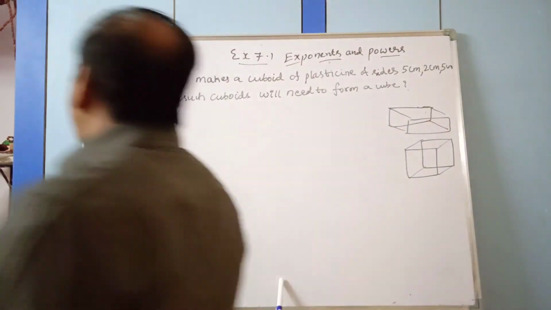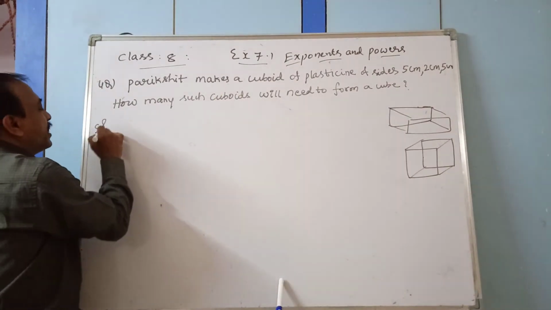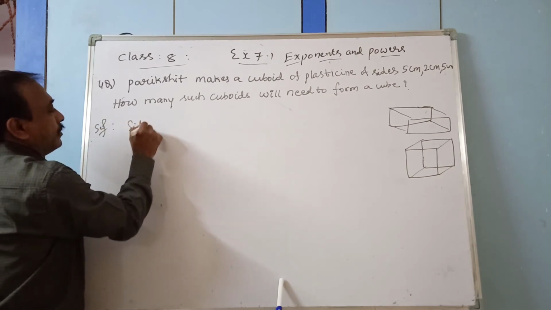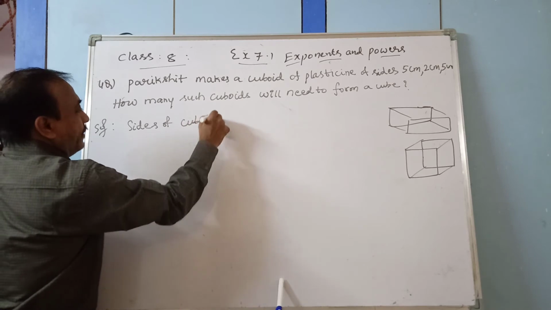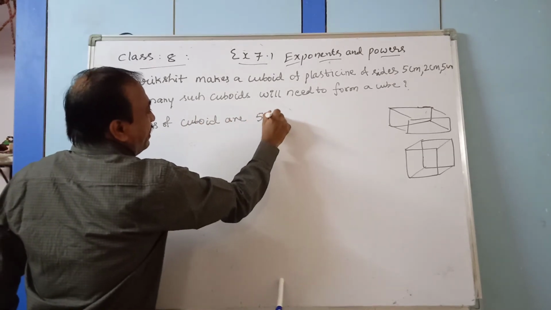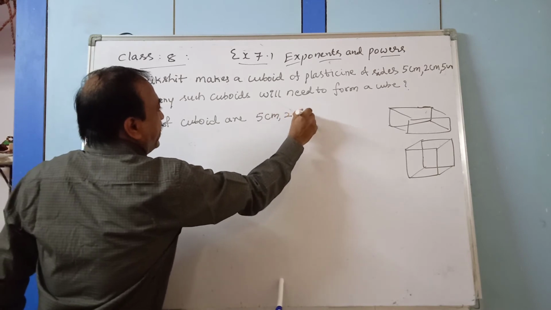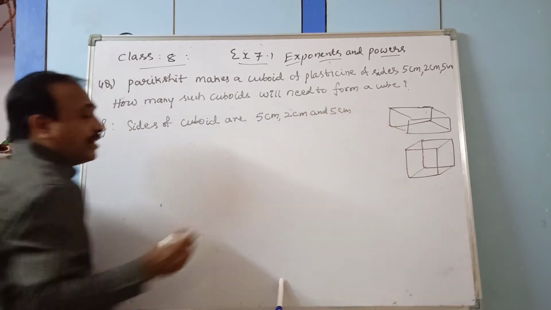You see now, the cuboid of plasticine. The sides of the cuboid are mentioned. What are those? 5 cm, 2 cm and 5 cm. These are the sides of the cuboid.